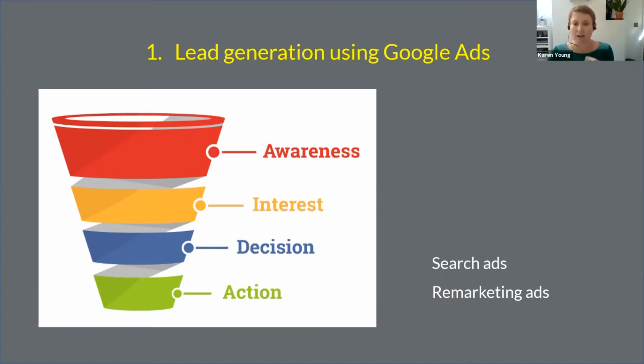Remarketing ads are, it's just jargon that means that you're contacting people that have been in touch with you before, looked at your website before. Search ads are a type of ad that Google runs. And then at the top of the funnel, you've got what are called display ads and video ads, which are very much about creating awareness for your product.